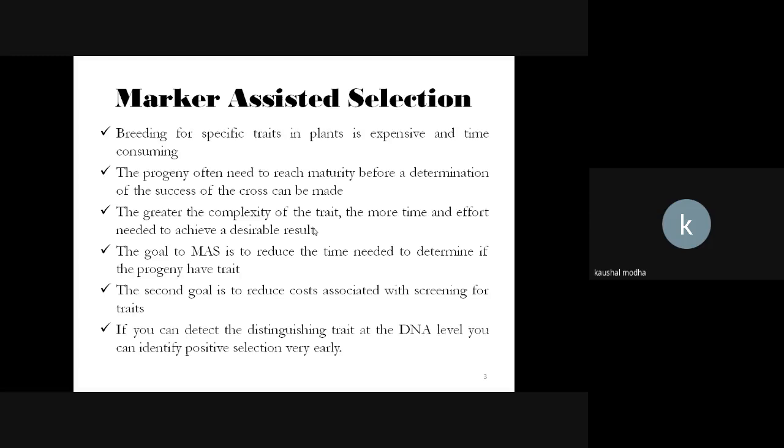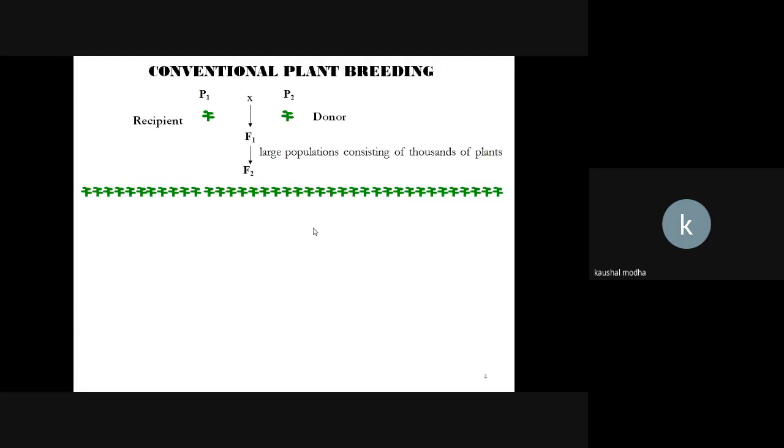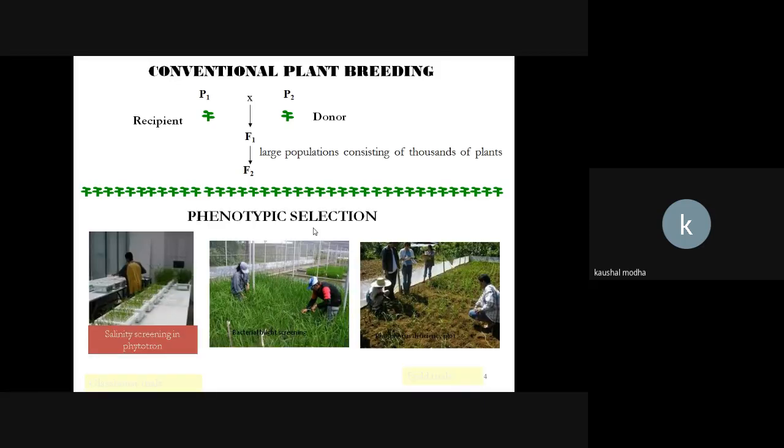So if you utilize markers, the backcross program for transfer of a dominant gene and the backcross program for transfer of a recessive gene are similar. They take the same time. So that's the advantage, one benefit of marker selection. So this is the conventional plant breeding.